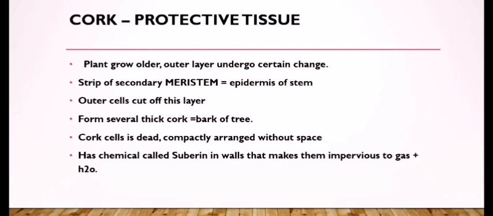So this is the important point in cork, that is the importance of suberin. A chemical called suberin in the walls will make the plant impervious to gas and water, which means that it will not allow the gases and water to penetrate inside. So the formation of cork may not be important, but the nature of cork, that is, it is dead, it is compactly arranged without any space, and the special chemical it has, that is a very important point when it comes to this protective tissue cork.